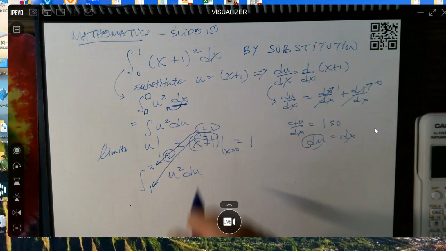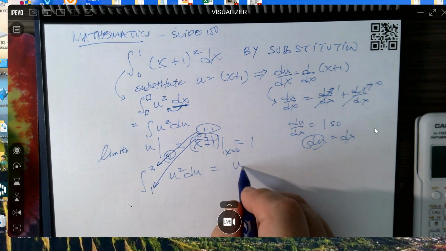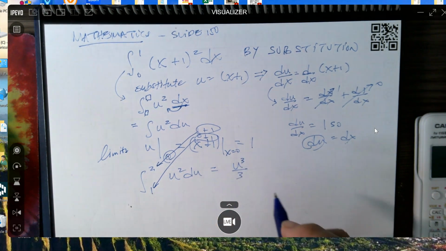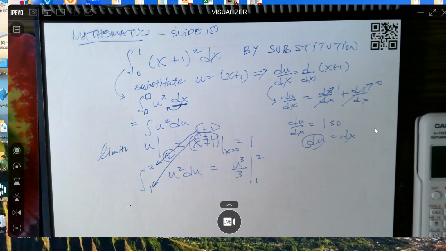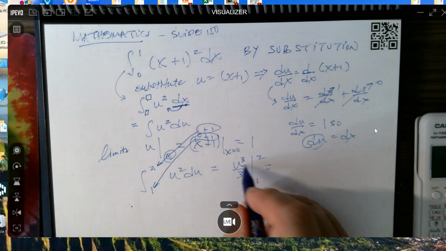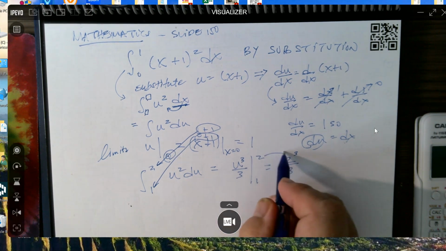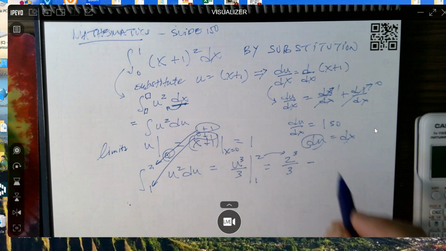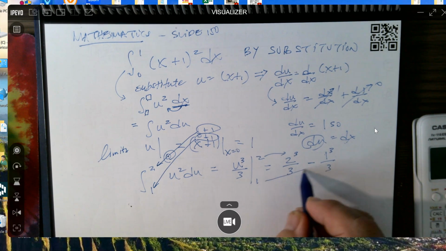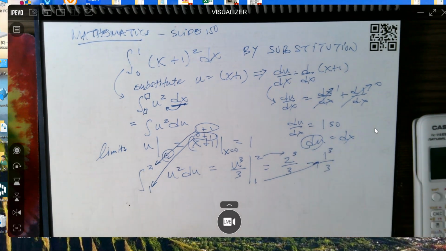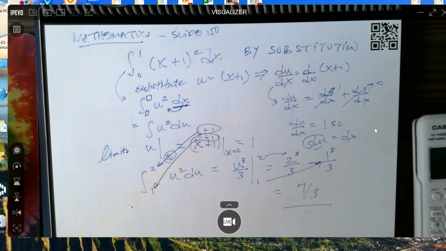Now we can take this integral. This integral is fairly simple. That's just going to be u cubed divided by 3. This is in your NCS handbook in the tables if you want. Evaluated from 1 to 2, that gives us 2 cubed divided by 3 for the first limit, minus 1 cubed divided by 3 for the second. That gives us 7 over 3. So this is how to do it by hand.